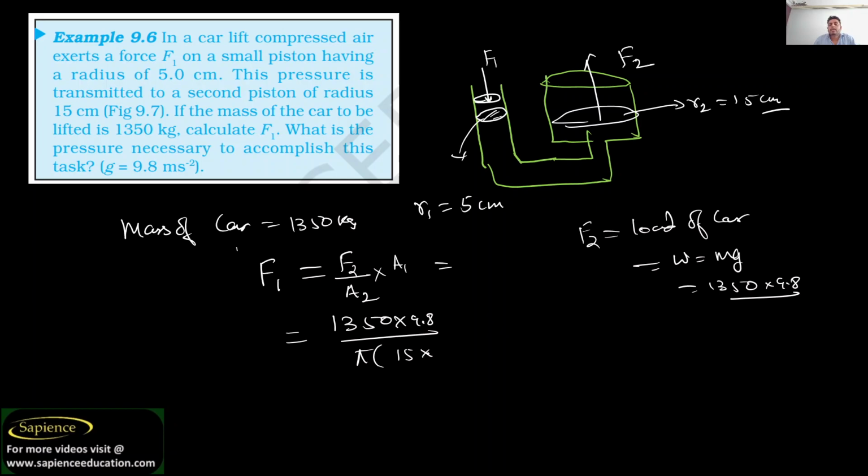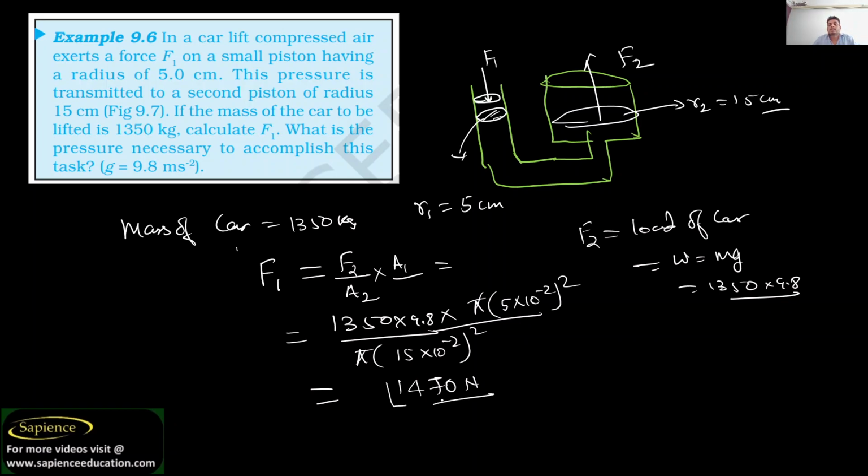R2 is 15 into 10 to the power minus 2, whole square, because it is in centimeter and we have converted it to meter. Now area A1 is pi into R1 square. R1 is 5 into 10 to the power minus 2, whole square. So basically you will need to calculate this. If you calculate, then pi will cancel out. You will definitely get 1470 approximately. Its solution will be 1470 Newton.